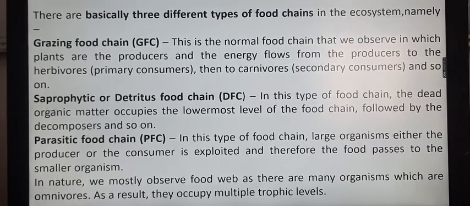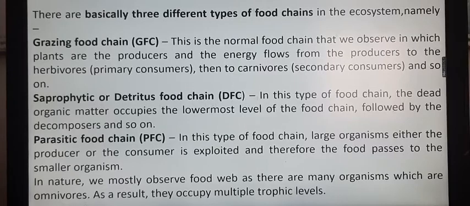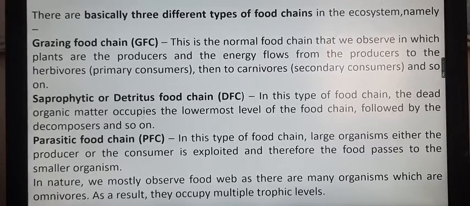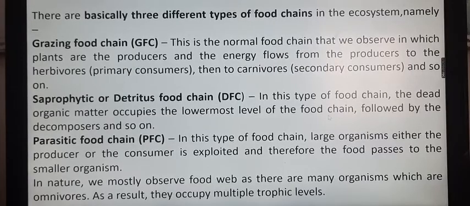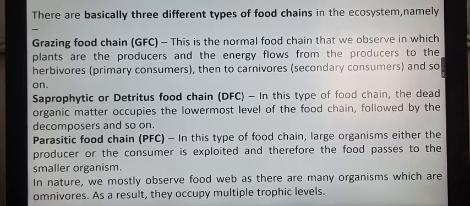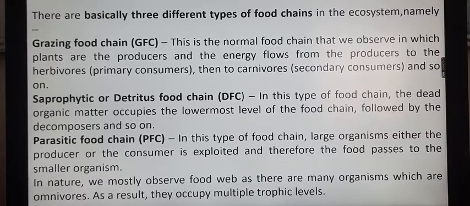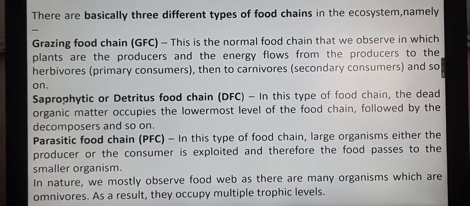Second type of food chain is saprophytic or detritus food chain, DFC. In this type of food chain, the dead organic matter occupies the lowermost level of the food chain, followed by decomposers and so on. So the dead organic matter will be the producer for the decomposers. Decomposers will be feeding on this dead organic matter. Then these decomposers will release the nutrients in the soil. Then these nutrients will be used by the green plants. So like this will be the saprophytic or detritus food chain.